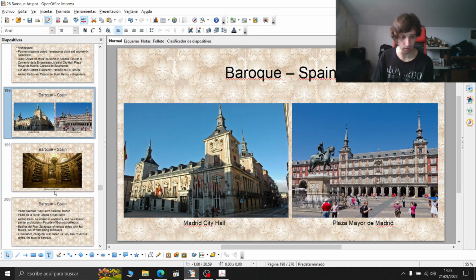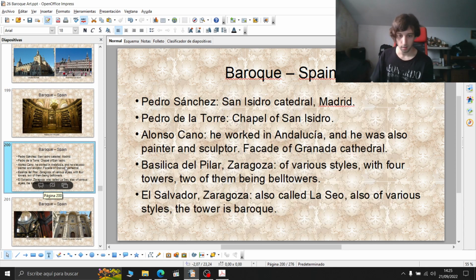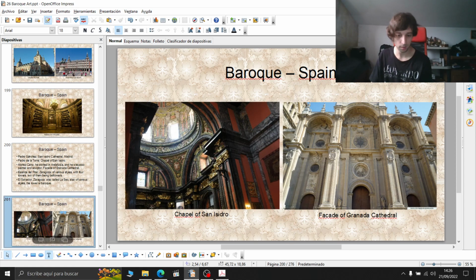Madrid City Hall, Plaza Mayor de Madrid, Panteón del Escorial. Pedro Sánchez with San Isidro Cathedral in Madrid. Pedro de la Torre, Chapel of San Isidro. Alonso Cano, he worked in Andalucía and he was also painter and sculptor, with Facade of Granada Cathedral. Basílica del Pilar in Zaragoza of various styles with 4 towers, 2 of them being bell towers, and El Salvador, also called La Seo in Zaragoza, also of various styles. The tower is Baroque.